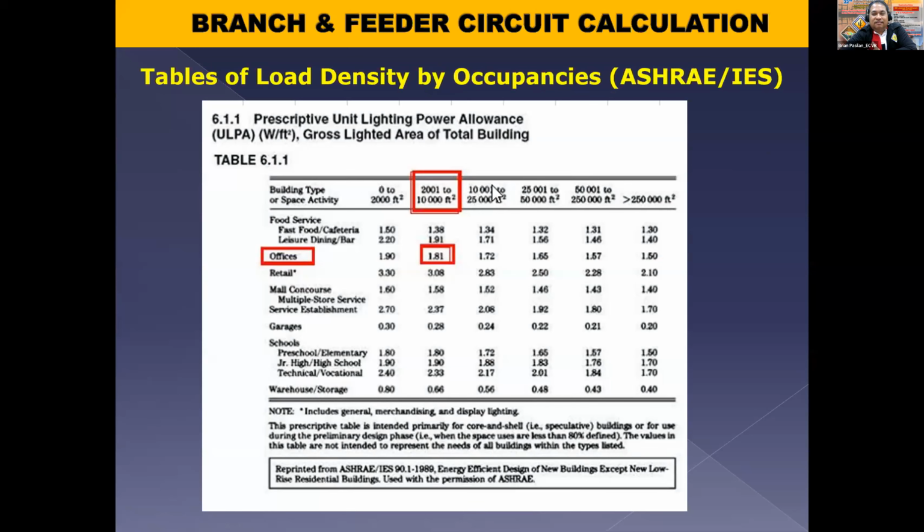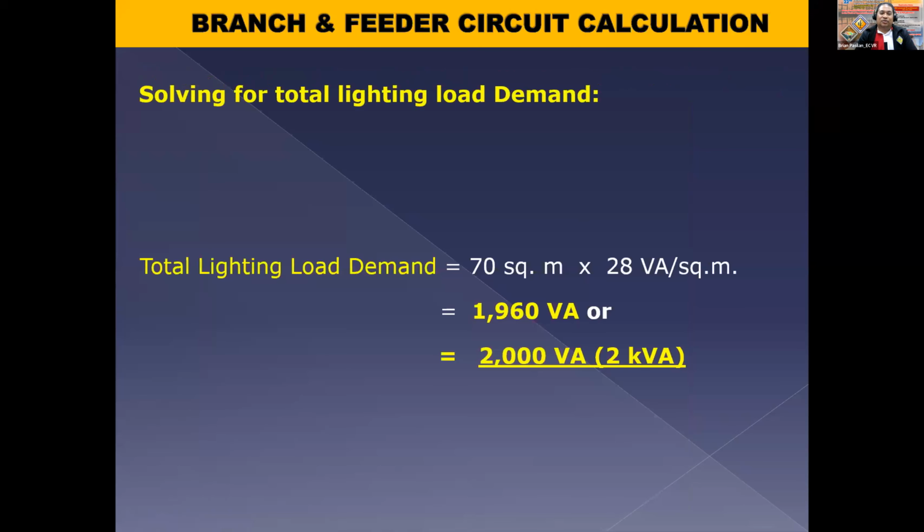So yung office ng Cebu chapter, it falls between this range, no, from 2,001 to 10,000 square foot, converting that to square foot, no, yung 70 square meters. Okay, so meron akong piniselect ko itong 1.81, no, na load density, no, volt amperes per square foot ito. Okay. So i-compare natin yan mamaya, no, kung magkaiba ba or magkatulad ba. Okay.